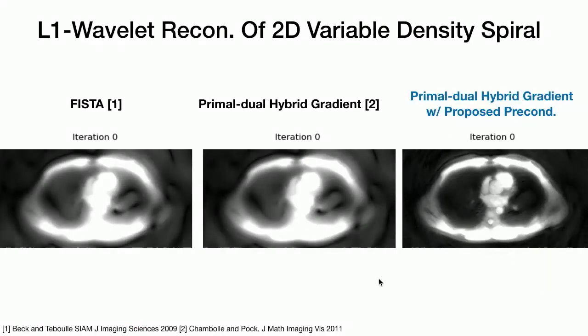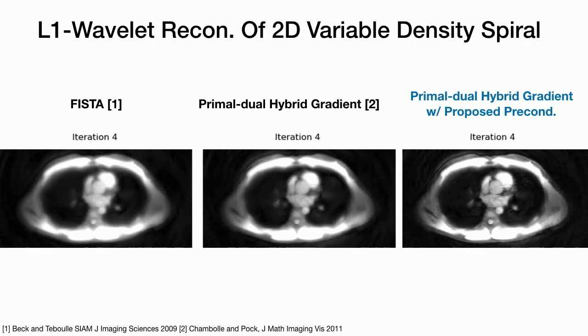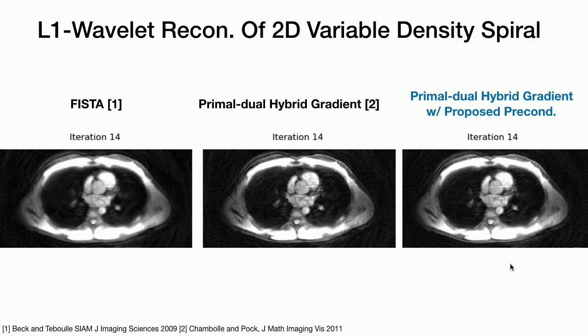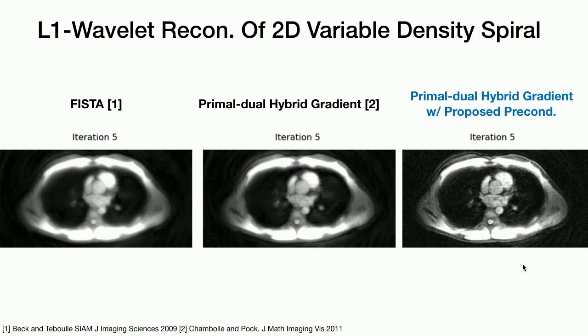So now that we have the algorithm and also the preconditioner, we applied it to datasets and compared with existing methods. And so on the left and middle, there are existing methods. And just going through the iterations, you can see that the proposed method converges pretty fast. In particular, if we stop at iteration 5, you can see the existing methods have some blurring, whereas the proposed method has essentially converged.